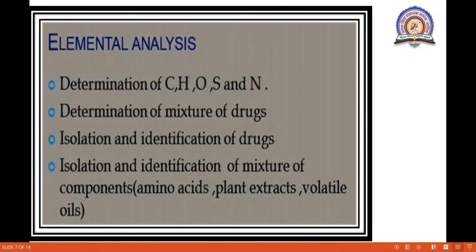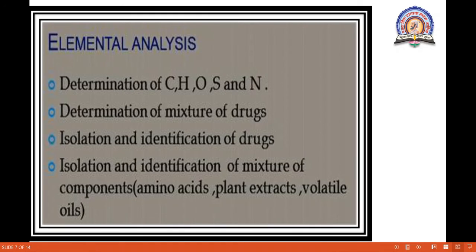Then elemental analysis is also done using this gas chromatographic technique. In elemental analysis, we can determine whether a compound contains carbon, hydrogen, oxygen, nitrogen, or sulfur, and that can be analyzed using the gas chromatographic technique.